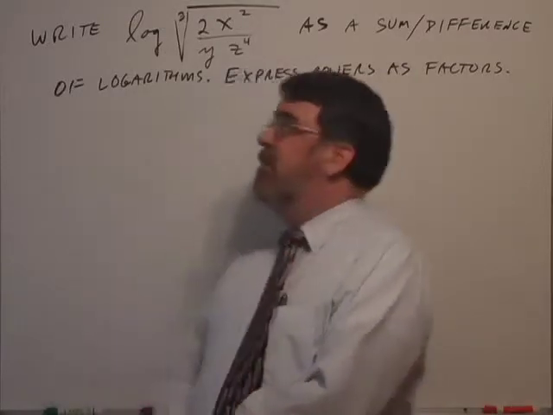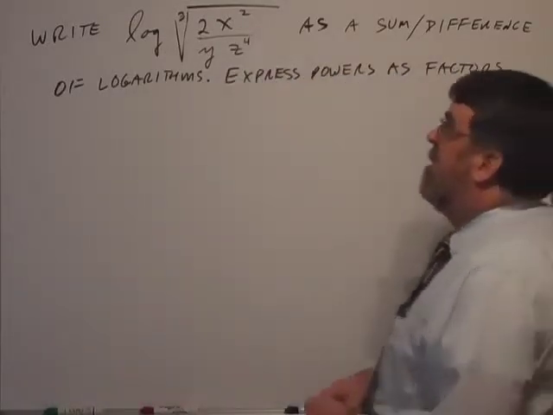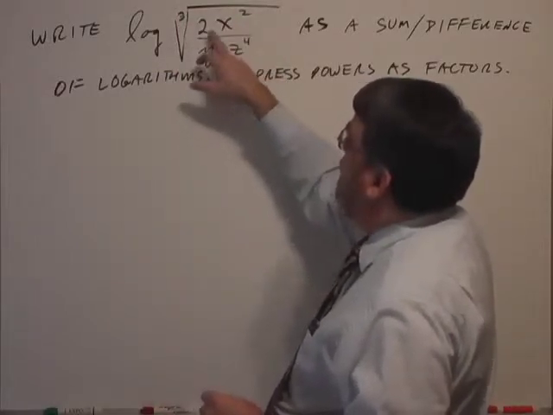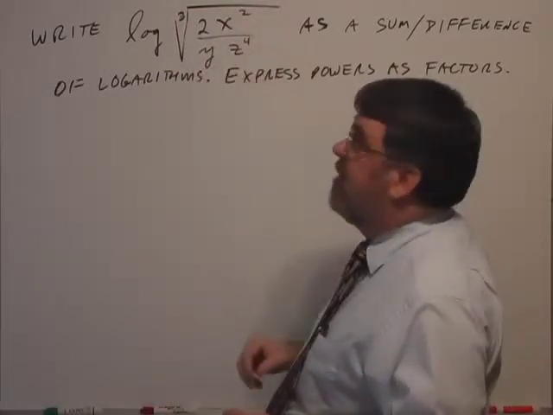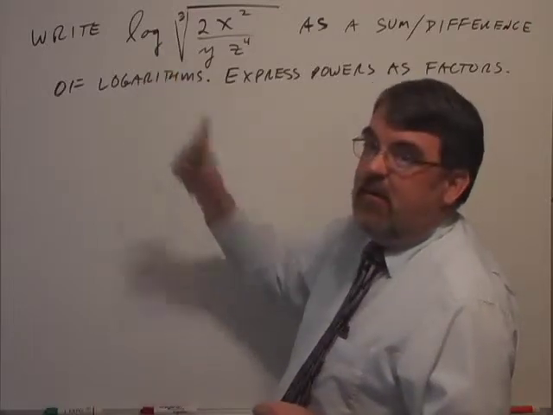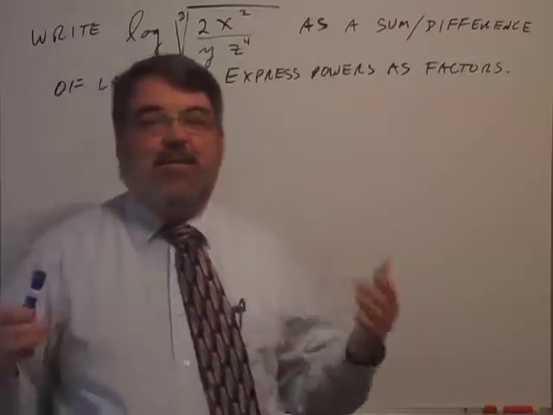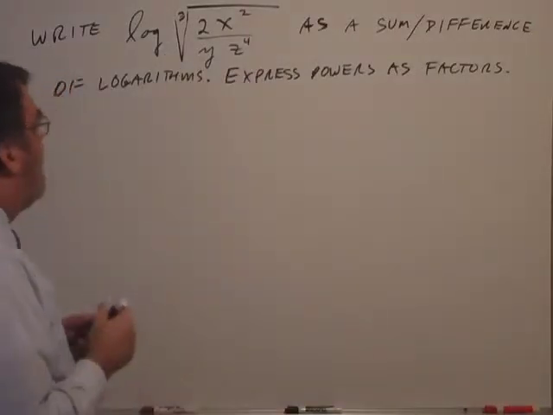Same instructions, different problem. Write the log of the cube root, that's the third root, of this quantity, 2x squared over y z to the fourth. And notice this is a common log, it's a base 10 log. So I won't have to write a base this time because it is base 10.